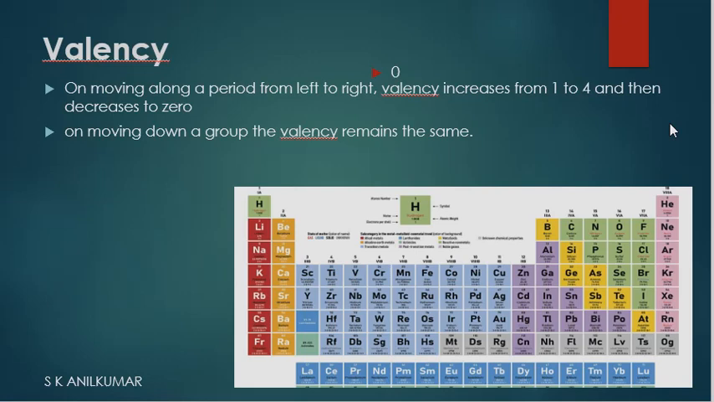So valency will go from 1, 2, 3, 4, and then it will come down to 3, 2, 1 and 0. So this is covalency. This covalency increases from 1 to 4 and decreases as we move from left to right. Why does it decrease? Because as the number of electrons keeps on going, the potential for covalency will remain as total 8. So it has to be between 0 to 8. On moving down the group, the valency remains the same. Why? Because the groups are formed based on the valency.